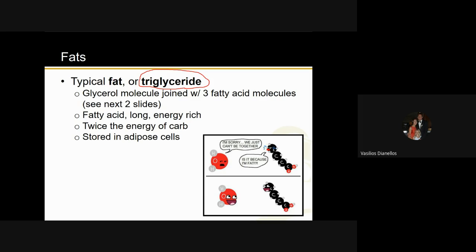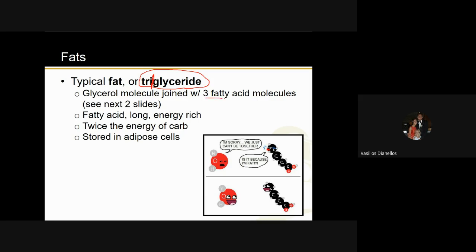Now, of course, if you're talking about the fat on your belly, I won't even get into it because that is related. But yeah, just remember that a fat is a triglyceride. Why is it called a triglyceride? Well, does anybody know what this prefix tri means? Any guesses? 3. Yeah, exactly. 3.